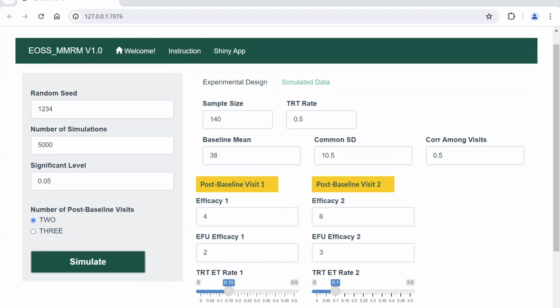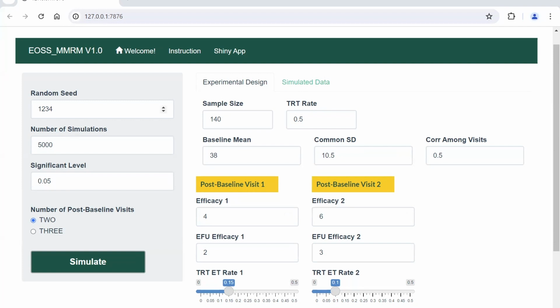We assume that the subjects randomized to the treatment arm are twice as likely to discontinue treatment compared to those in the placebo arm. We also assume that the full efficacy is a 4-point difference between the treatment and the placebo at efficacy 1 and a 6-point difference at efficacy 2. Other common simulation parameters among these examples are described below.